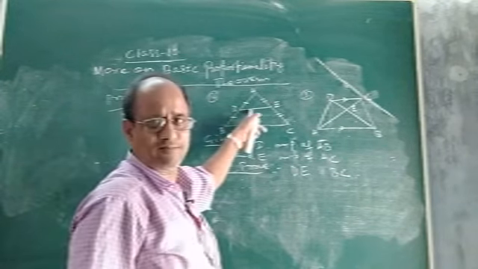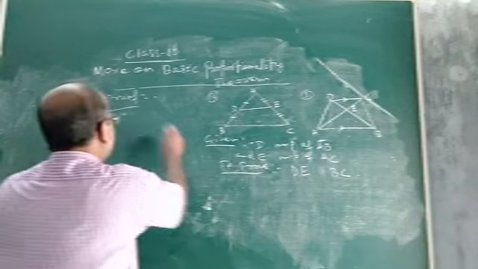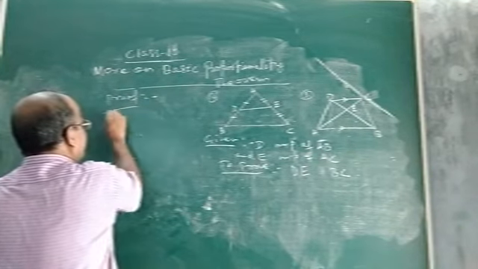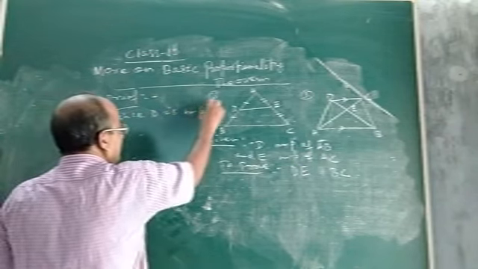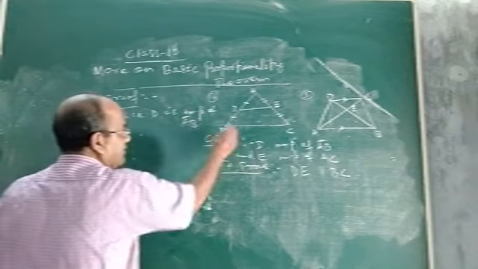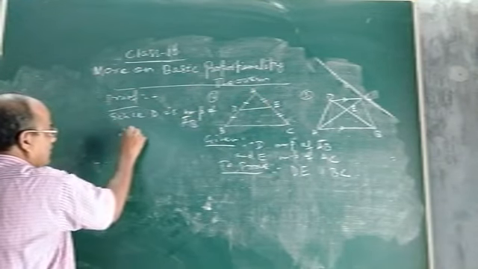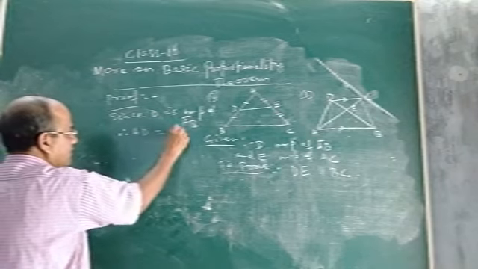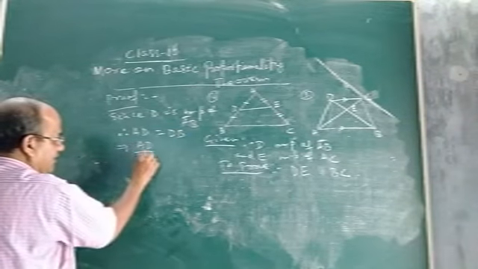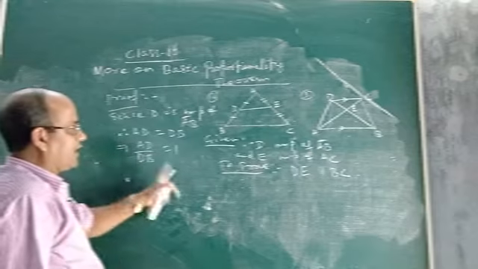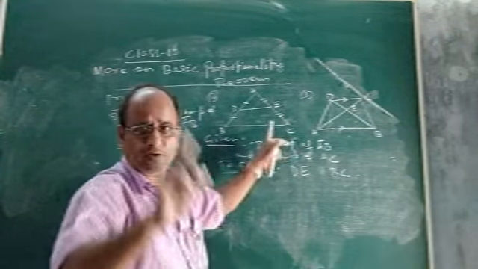So what is given here? You are given D is the midpoint of AB. Since D is the midpoint of AB, therefore AD and DB will be equal. Therefore AD will be equal to DB. So what will be the ratio? Find out the ratio. The ratio of AD and DB will be 1. Now again see, E is the midpoint of AC, given.